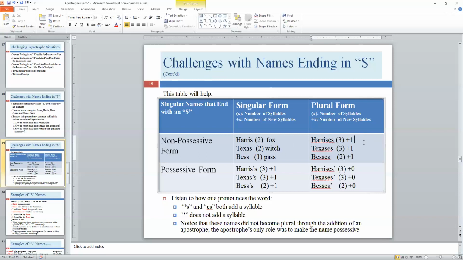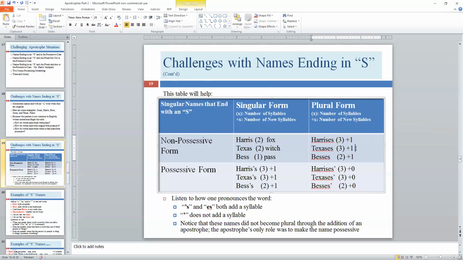What would be incorrect would be this, right? Harris apostrophe S. That shows contraction, but there's no contraction here. This shows possessiveness, but we're just making it plural. We're not in the possessive form. So adding an apostrophe here doesn't help resolve any ambiguity. In fact, it creates ambiguity because we're using a form that isn't appropriate, because this is non-possessive and it's not a contraction, so there's no need to use an apostrophe.